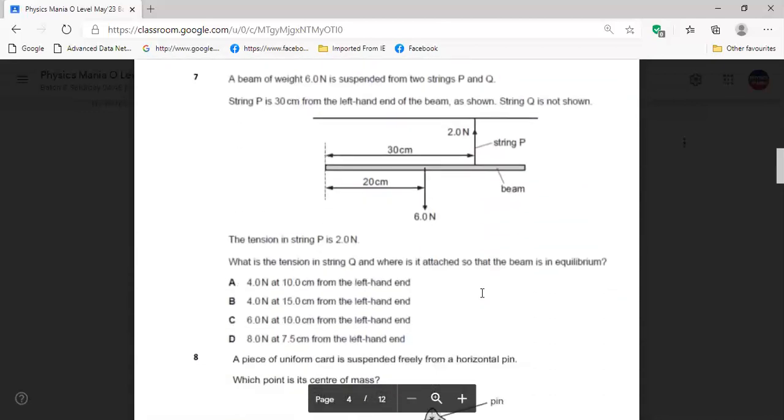Yeah, this one is the most tricky one, huh? Try it. 7.